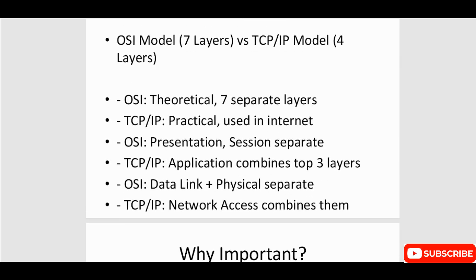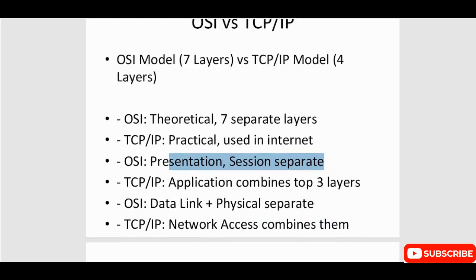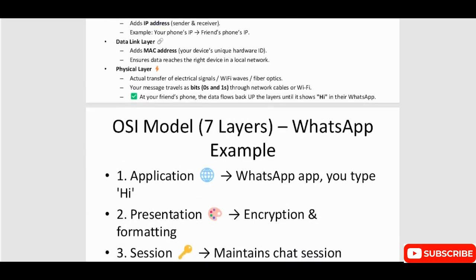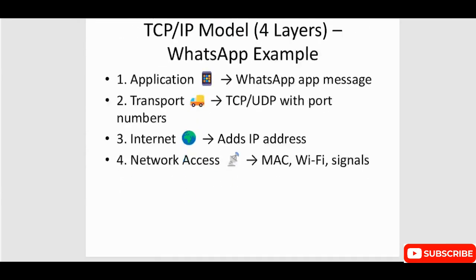So in the TCP/IP, you will get only 4 layers. In the OSI, data link and physical are separated, but in TCP/IP, network access combines them. So you can understand in this way why TCP/IP has only 4 layers and OSI has 7 layers. Network access combines the data link and physical layers, but OSI separates both of them. And in TCP/IP, application combines the top three layers, but in OSI, the presentation and session layers are separate. So in this way, you can understand.